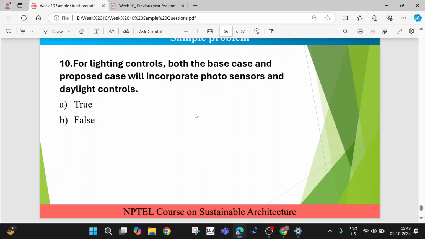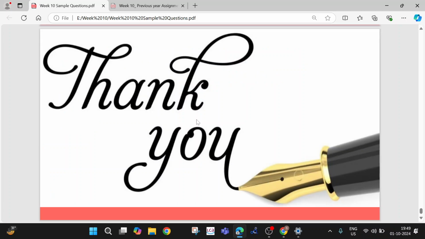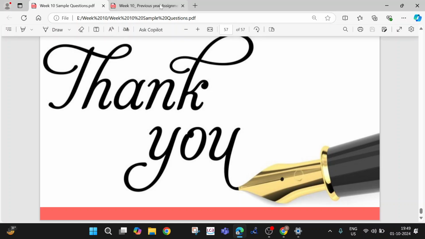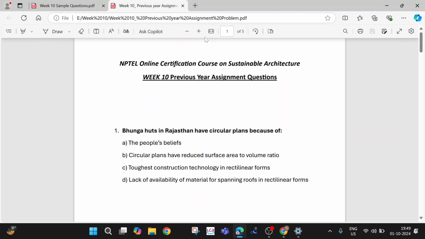This is false. Only the proposed case can incorporate lighting control, photo sensors or daylight controls, while the base case is just the standard case. It does not incorporate them. Fine. So with this we came to an end of our problem solving session of the sample problems. Now we will be moving to the next part of this problem solving session, solving the previous year questions.